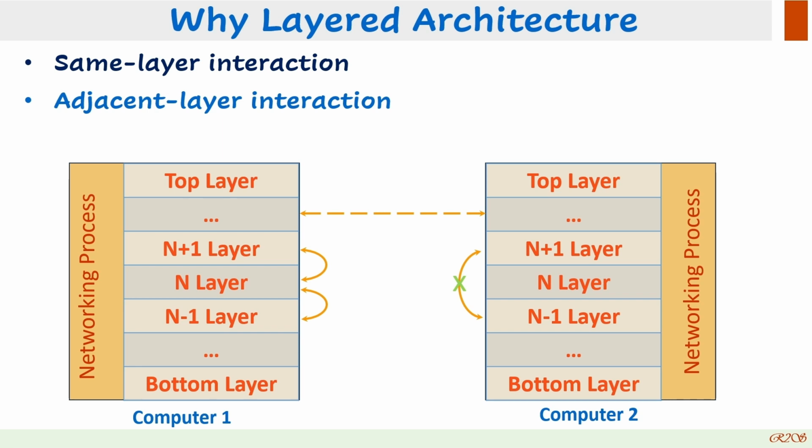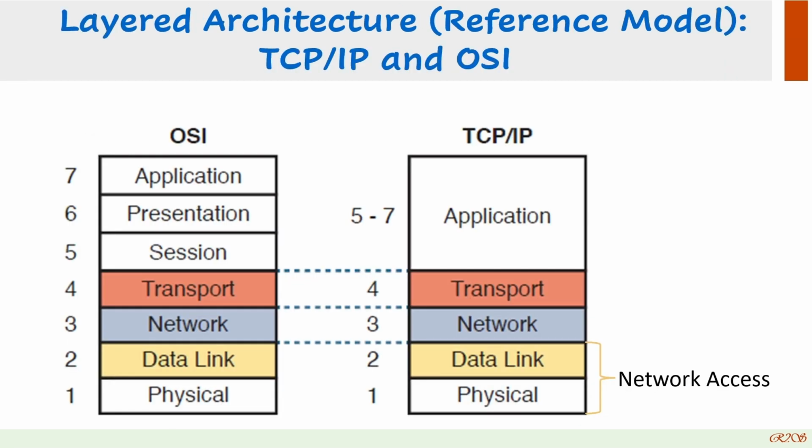So that means within the same device, any layer can communicate only to its upper layer or lower layer, the immediate upper layer and immediate lower layer. It cannot jump to another layer to communicate. And two different devices, like in this example, two computers, can communicate with each other in the same layer. So this layered architecture is also called the reference model.